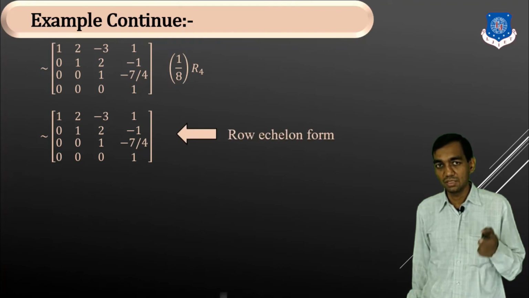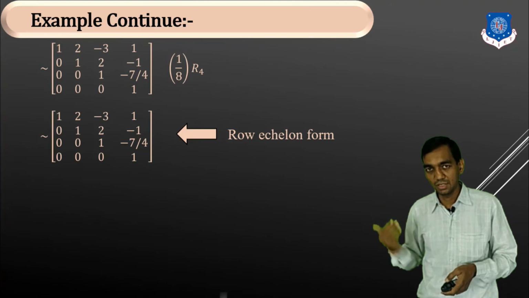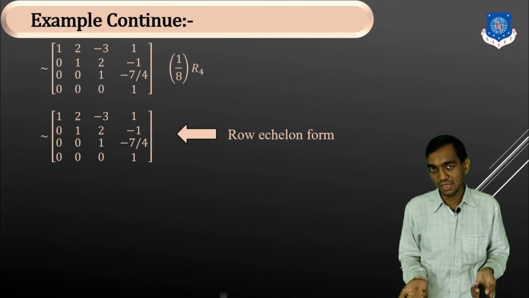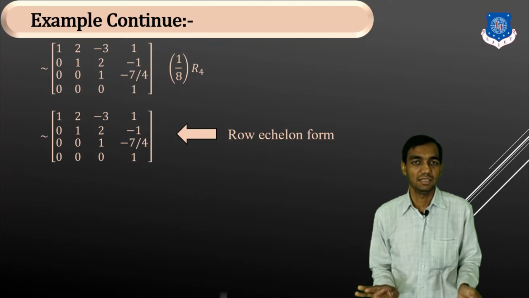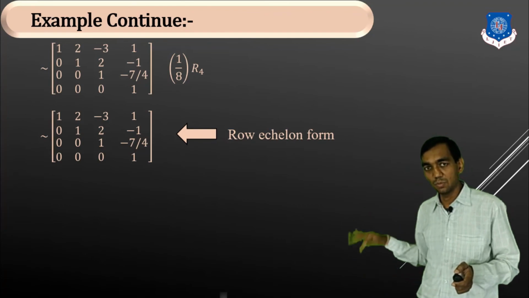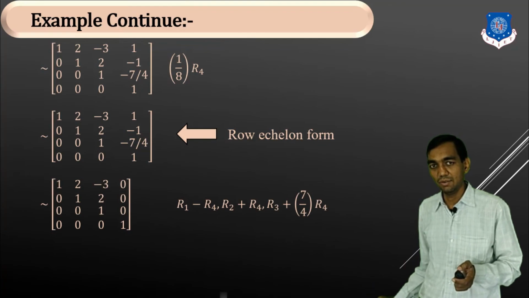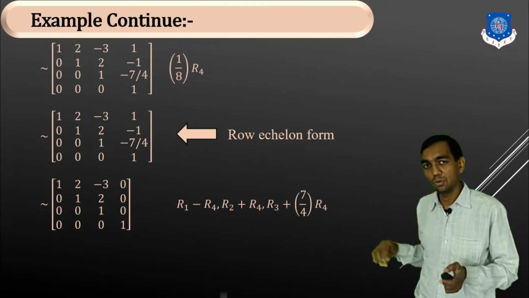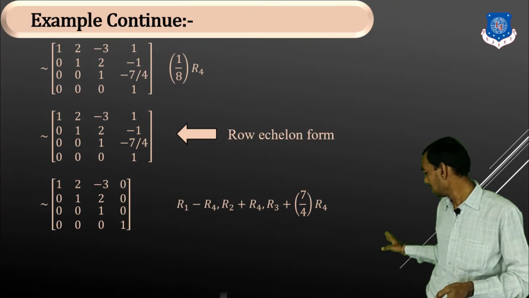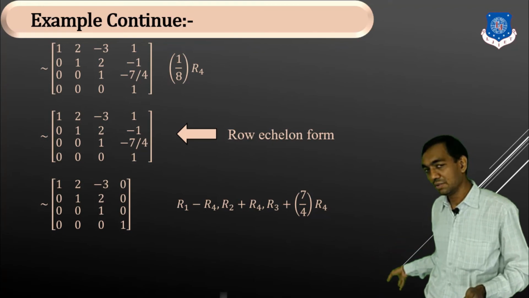Okay. Check, this is your row echelon form because each nonzero row has a leading element 1, the leading one in the lower row is further to the right than the upper row, and zero rows are not there. That means all conditions of row echelon form are satisfied. But for reduced row echelon form, all entries above and below the leading one are 0. So now we are starting with the last row and we are going to make all entries above the leading element in the last row 0. So R1 minus R4, R2 plus R4 and R3 plus 7 by 4 R4.